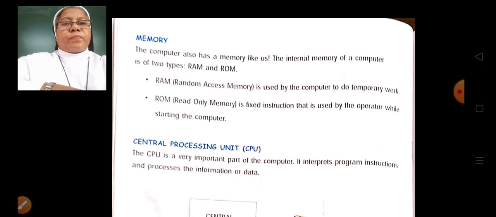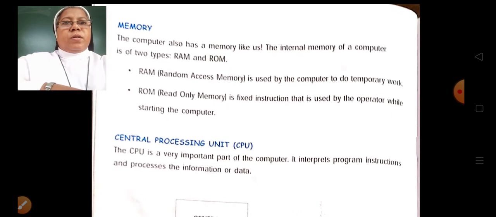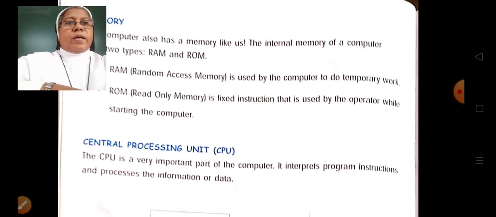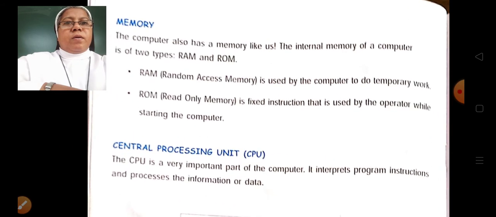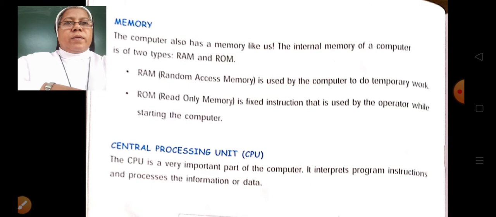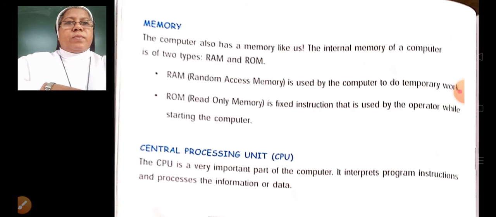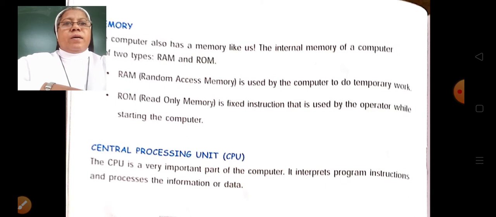Memory. The computer also has a memory like us. The internal memory of a computer is of 2 types. How many types of memory? Memory of computer, 2 types: RAM and ROM.